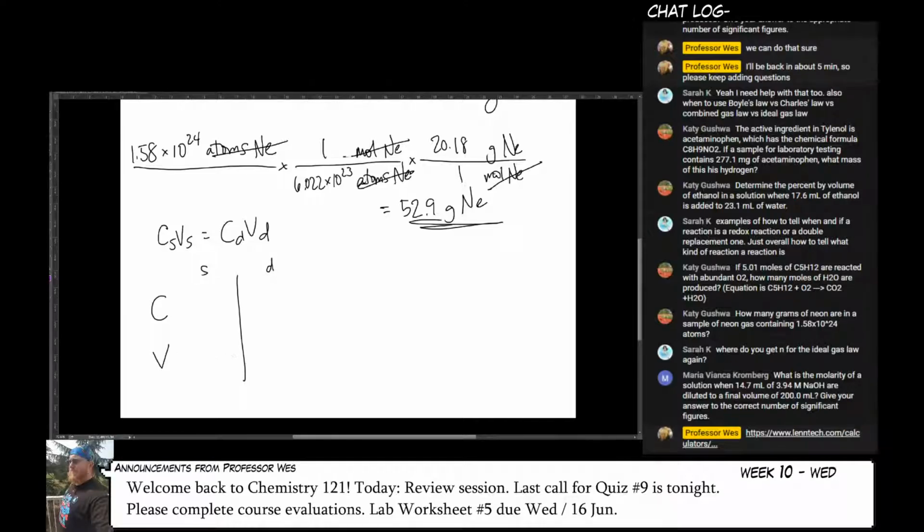So we can make a little chart for these. So the concentrated stock solution is the higher concentration. We want to find the molarity of the diluted solution. So we're going to find this. Stock solution is 3.94 moles per liter. And I have 14.7 milliliters of it. The final volume of the dilute solution should be 200 milliliters. So I need to solve this equation for CD. So I can divide by VD here.